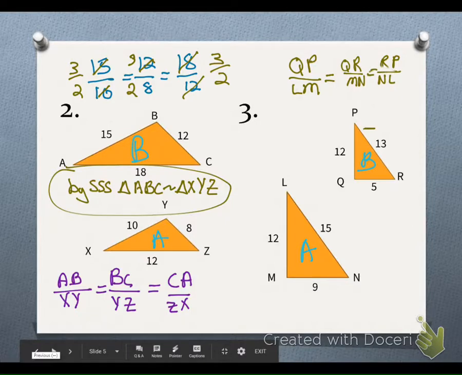Okay, now we're going to substitute in what we know. 12 over 12, 13 over what? 15. 5 over 9. Okay, so now we're looking at this. That's because you wrote them in reverse, so everything is a reciprocal. Now, can we reduce any of these to be the same thing? No. So Kaylin, what's our conclusion? They're not similar.